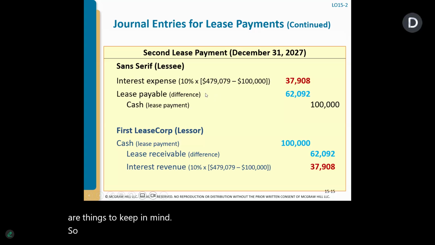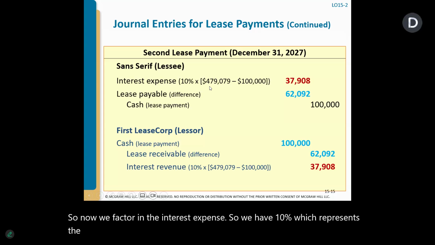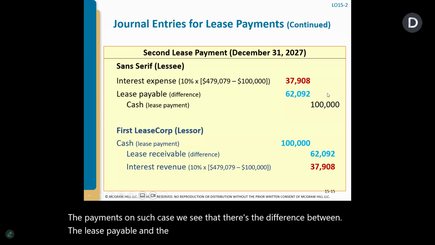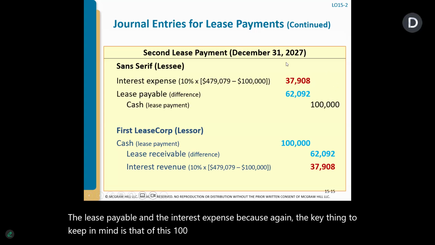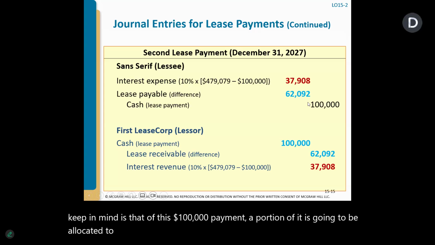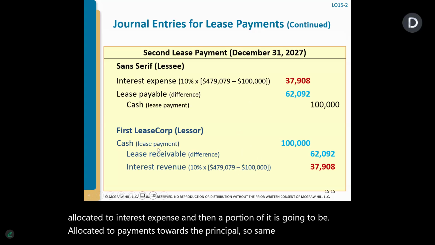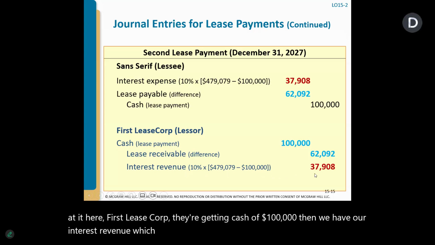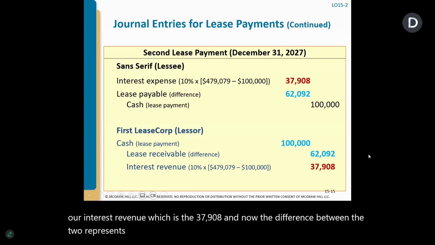So now we factor in the interest expense. So we have 10%, which represents the annual interest rate. We multiply it by the present value of the equipment minus the payment. So in such case, we see that there's the difference between the lease payable and the interest expense, because again, the key thing to keep in mind is that of this $100,000 payment, a portion of it is going to be allocated to interest expense, and then a portion of it is going to be allocated to payments towards the principal. So same thing, right? If we look at it here, First Lease Corp, they're getting cash of $100,000. Then we have our interest revenue, which is the $37,908. And now the difference between the two represents the lease receivable difference.